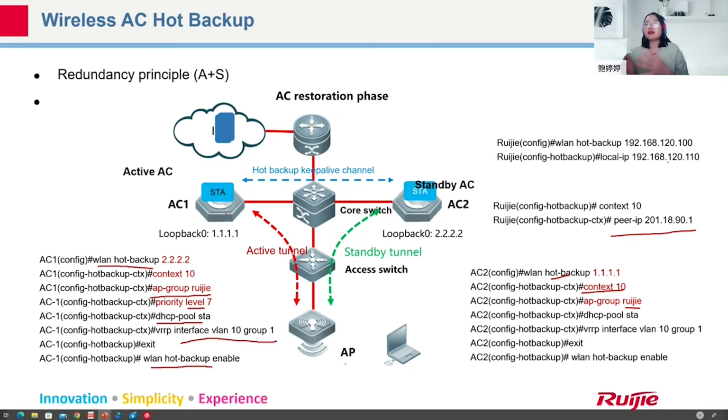10 minutes later, I will switch the active again. And the 10 minutes is enough for AC1 to get every station information from AC2. Then the AP will establish the active tunnel with AC1 again and change the tunnel to AC2 to become the standby tunnel. So this is the process.